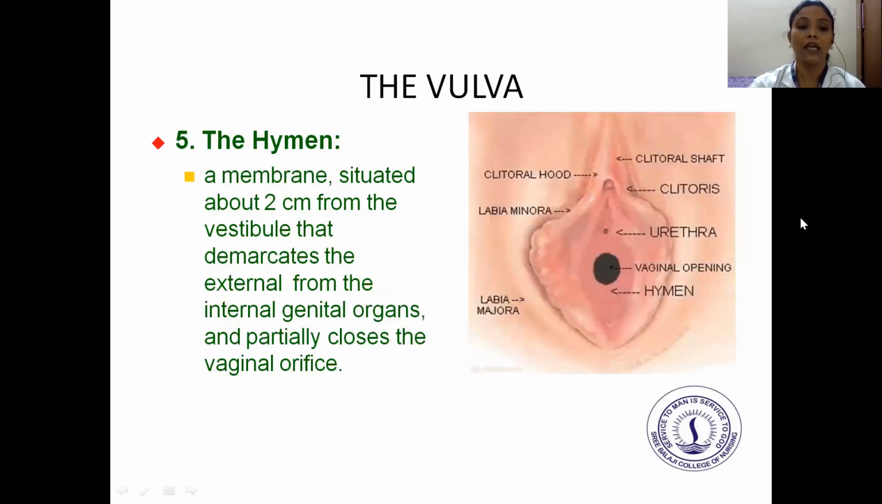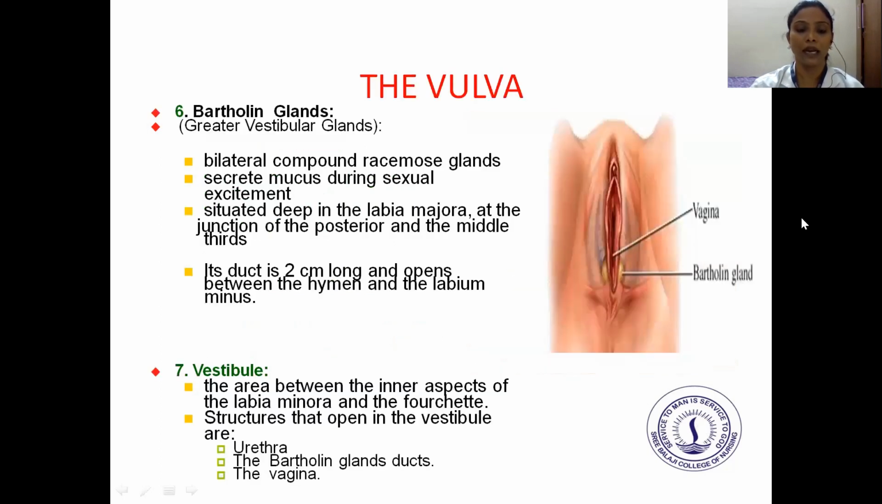Next is the hymen. The hymen is the membrane situated 2 centimeters from the vestibule that separates the external from the internal genital organs and partially closes the vaginal orifice. And next is the Bartholin gland, otherwise called the greater vestibular gland. It is a bilateral compound racemose gland. It secretes mucus during sexual excitement. It is situated deep in the labia majora at the junction of the posterior and the middle thirds. Its duct is 2 centimeters long and it opens between the hymen and the labia minora.